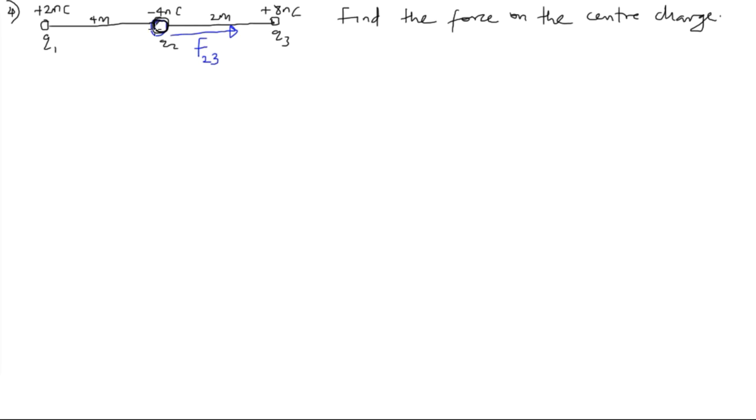Also, immediately I place Q2 on that axis, it must be attracted to Q1 too, because Q1 and Q2 are also opposite in charge. So I will have a force on 2 due to 1 in that direction as well. So that's how we find direction. Just assume that the particular charge you are considering, immediately you put it, in which direction will it move towards? And don't forget that like charges repel, unlike charges attract.